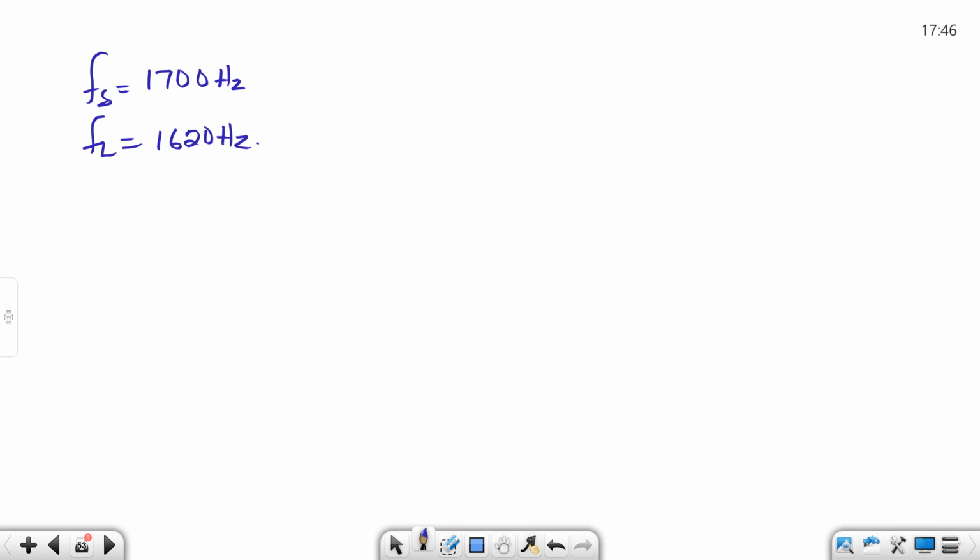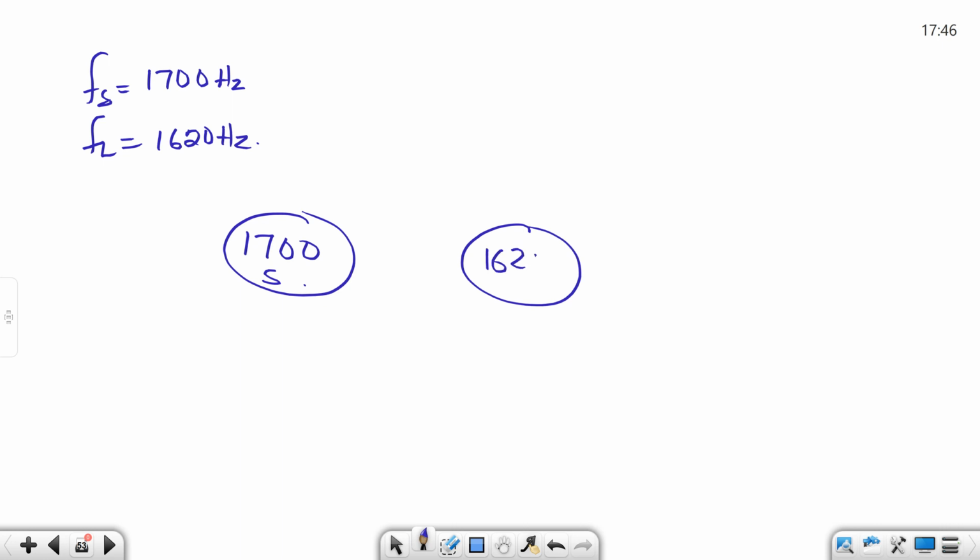Now, look at the source. The source, that's what you look at. The listener, 1620. If this guy moves towards this, the frequency should be higher. But we are getting 1620. It's lower than that of the source, which means it's moving away.